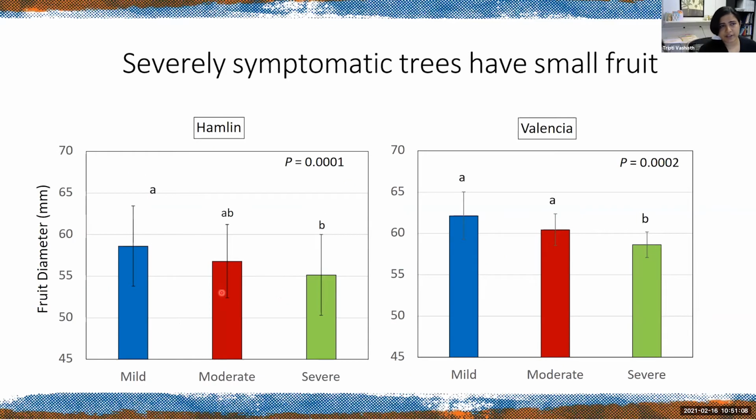In addition, we did see that the severely symptomatic trees, so these green color bars, have significantly smaller fruit than mild trees. And it's again the same in Hamlin and Valencia, and we have seen it multiple times. So overall, if you harvest all the fruit, your average fruit size is smaller in severe trees. And we do know that since the advent of HLB, the fruit size has decreased. So this kind of makes sense.